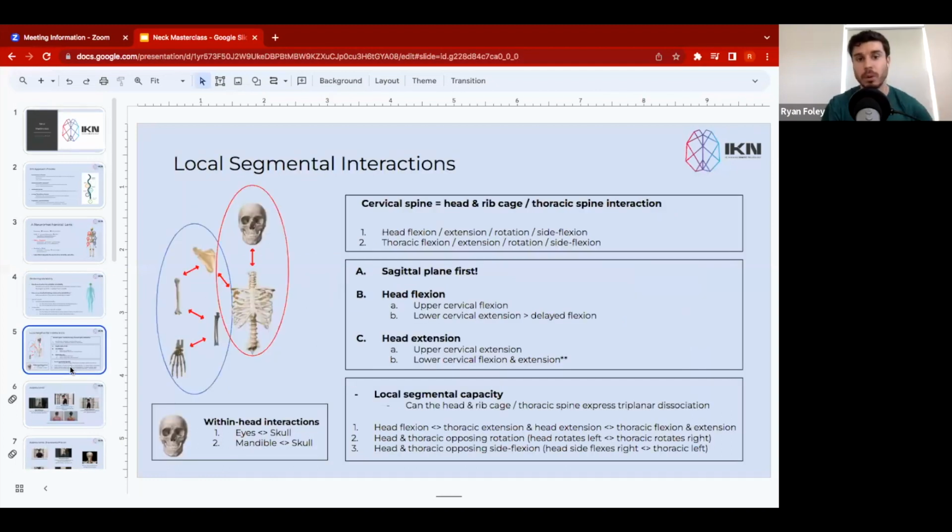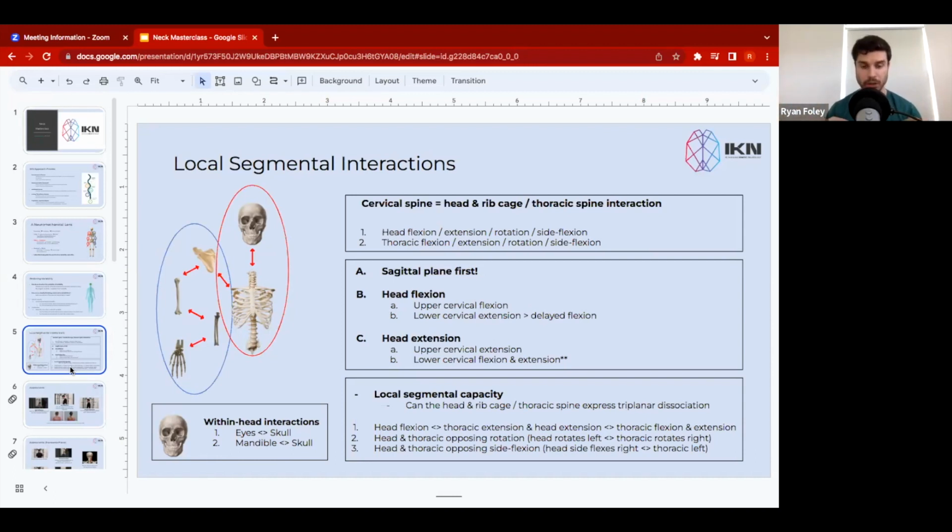So now let's look at some local segmental interactions. So like we said before, we're looking at the cervical spine as a representation of how the head interacts with the rib cage and thoracic spine, okay? And that allows us to look at not just cervical spine motion, but how the head motion and how thoracic spine and rib cage motion will have an influence on cervical spine motion. Okay, so we can look at this in many different directions.